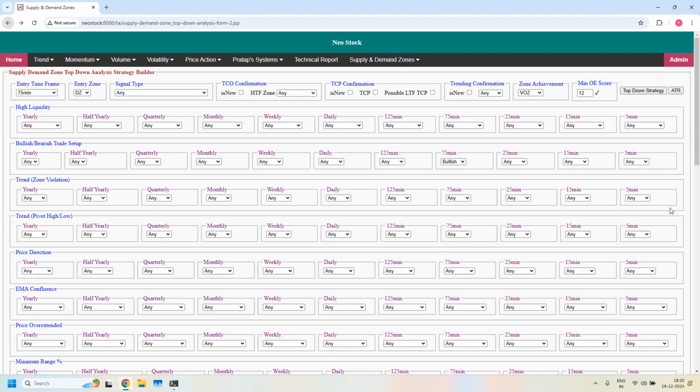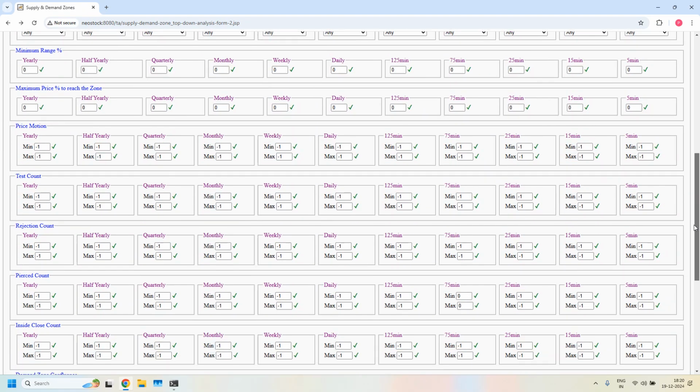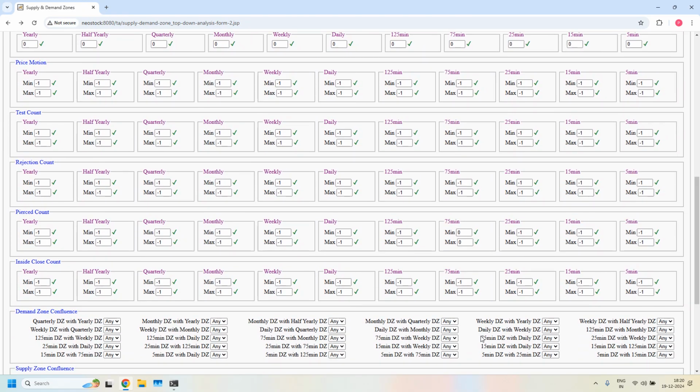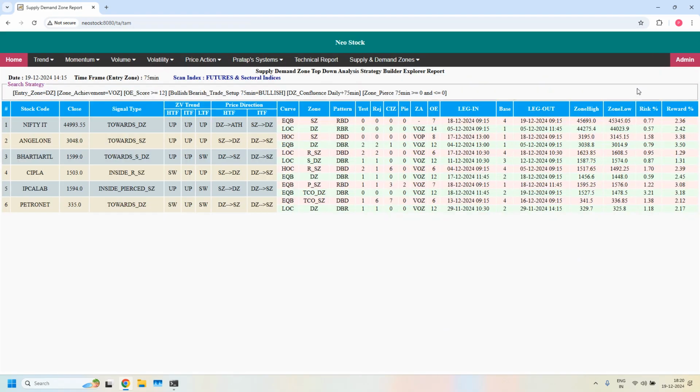demand zone confluence. That is 75 minutes and daily demand zone confluence. I am enabling the filter. With this filter, out of 10 stocks, we got 6 stocks. All these 6 demand zones are part of the daily demand zone. And daily trend is up.